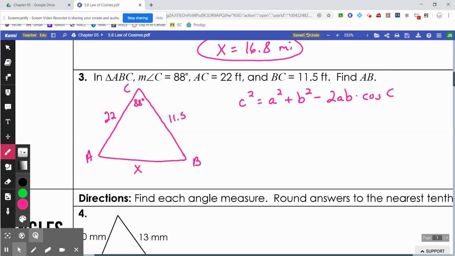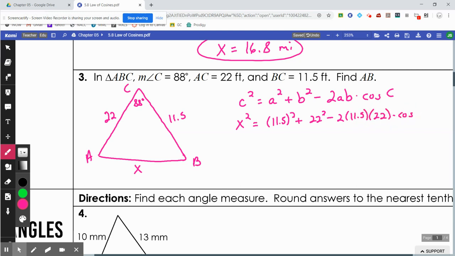Now let's plug in everything that we know. Our C value, which is what we're looking for, is unknown. So we have x squared is equal to, our little a is 11.5, so 11.5 squared, plus b is 22, so 22 squared, minus 2 times 11.5 times 22 times the cosine of angle C, which is 88 degrees.